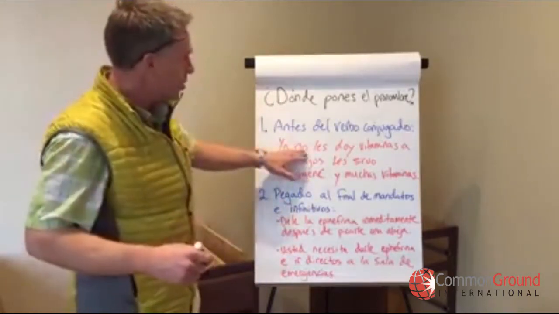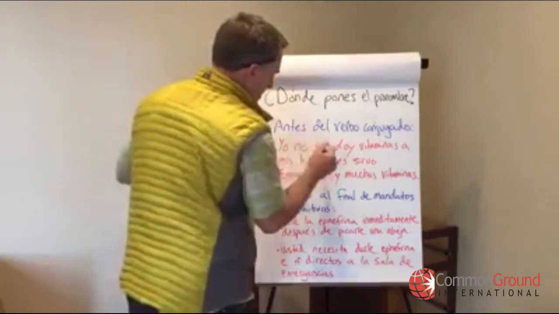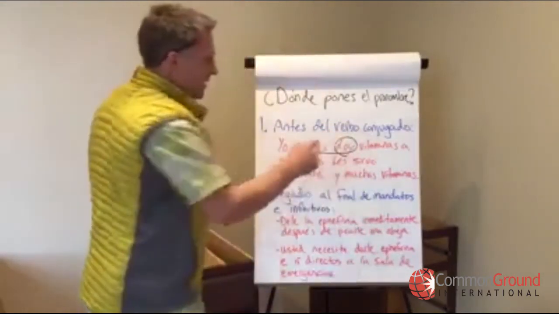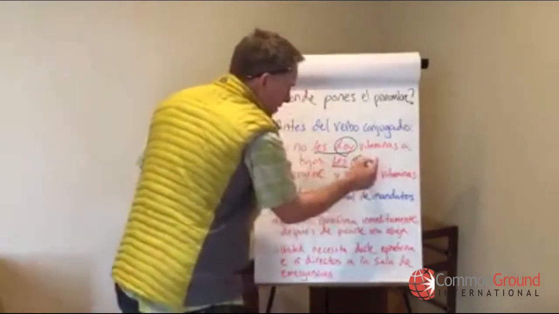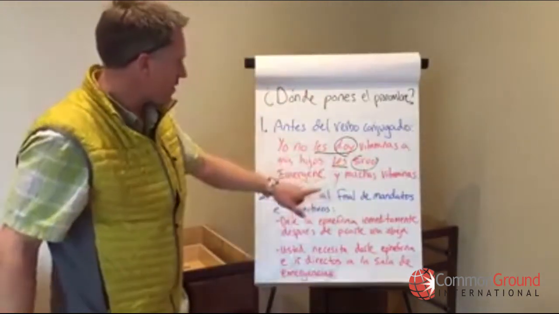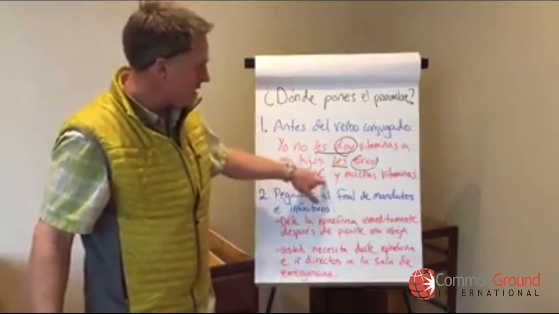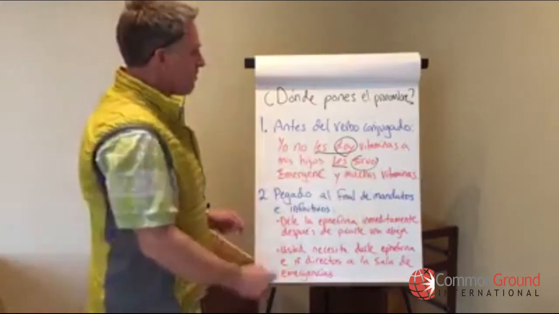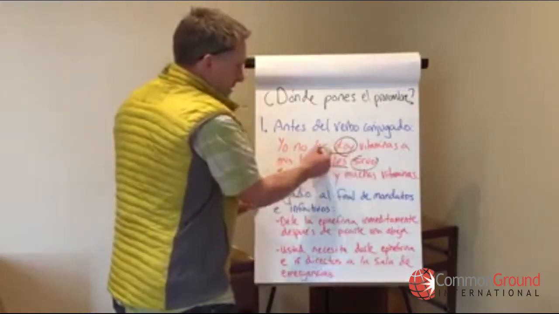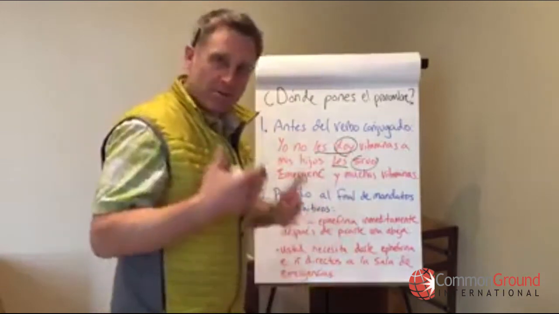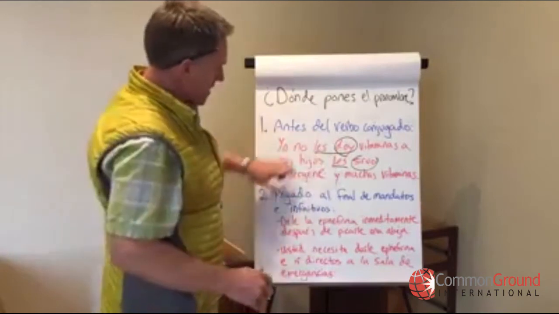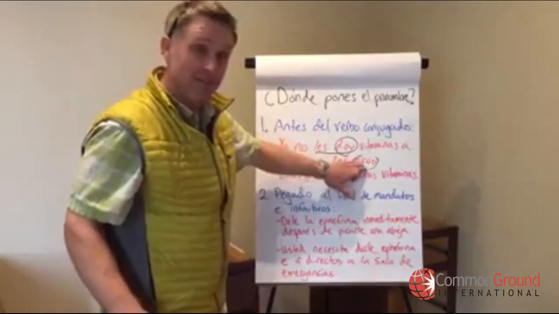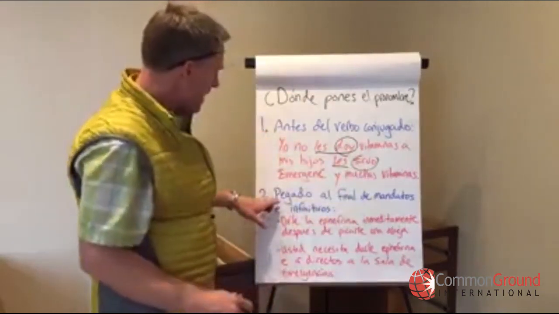So, yo no les doy vitaminas. Les doy vitaminas a mis hijos. Les sirvo, there's your verb, here's your indirecto, and emergency y muchas vitaminas. So, I give to them, it's just a little bit out of order from the English brain, but it comes right before the verbo conjugado. Les doy, les sirvo. Perfecto.